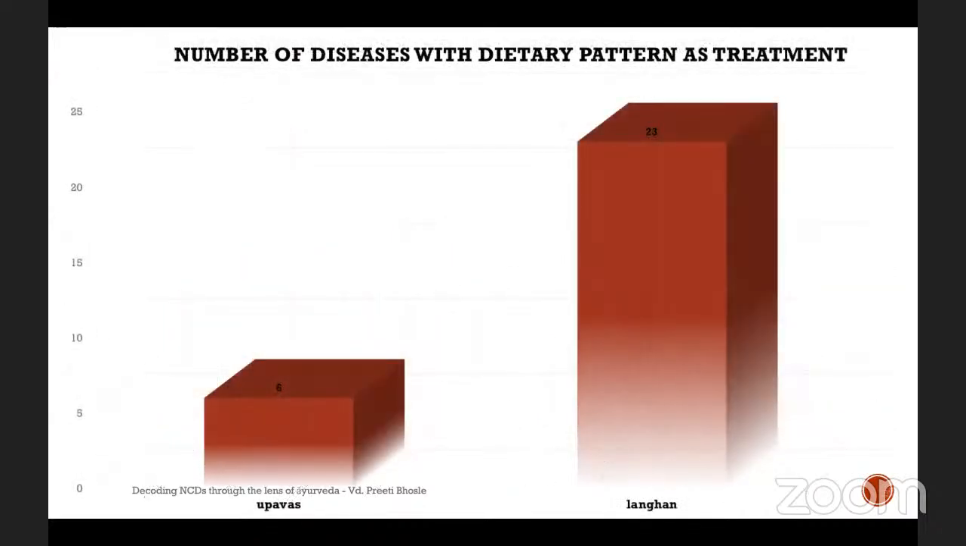This slide represents the number of diseases with dietary pattern as a treatment. So Upavas and Langhan are used in treatment of various diseases. So these are not just the dietary aspects of the food, these are also part of treatment. So whenever we decide to go for long fasting or any kind of Western approach towards weight management or disease management, we should consider these aspects as well.